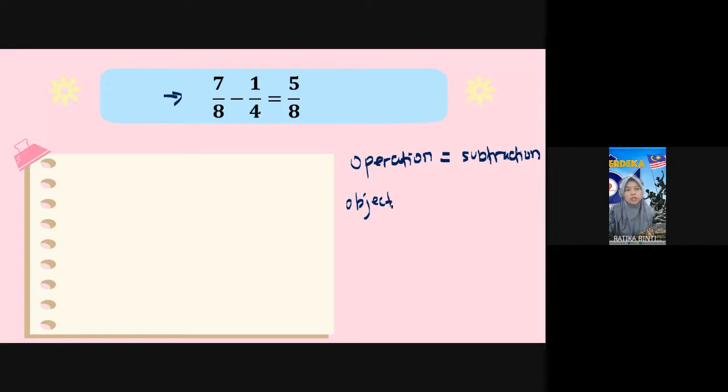Okay, now the object or character. Usually when involving operation involving fraction, we can always kaitkan dia dengan pizza, cake, kan. So this time I want to use pizza. My object is pizza. Okay, keywords. Since the operation is subtraction, keyword? Can I use the... Yes. Okay, we can use the keyword left. Okay. So, dalam ceritanya saya dah buat macam ni. Ada 7/8 pizza, then someone eat 1/4. And then left 5/8.